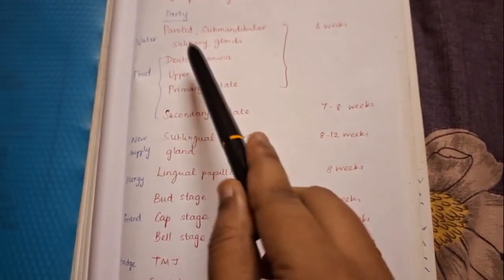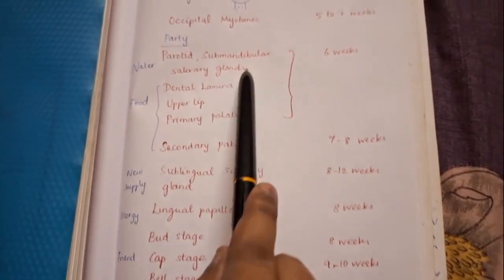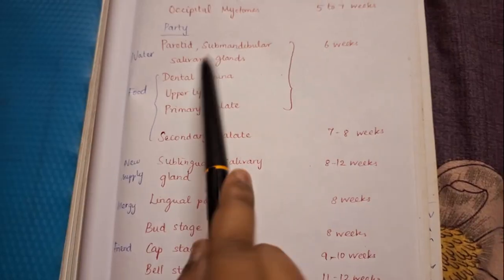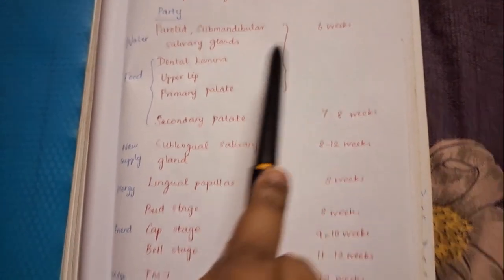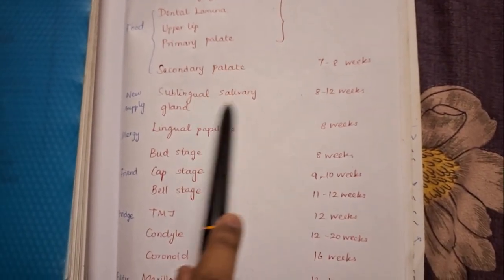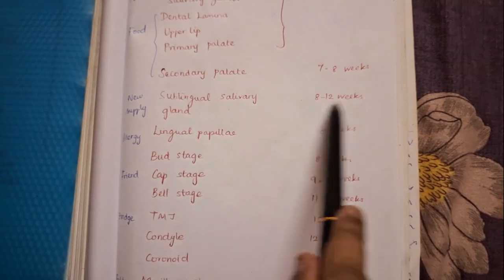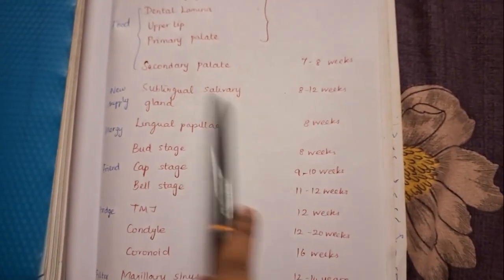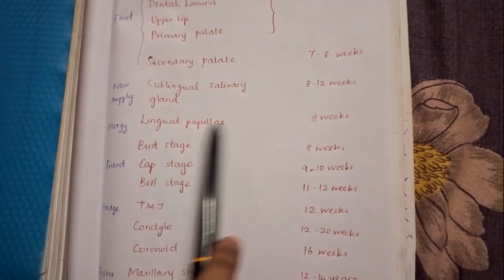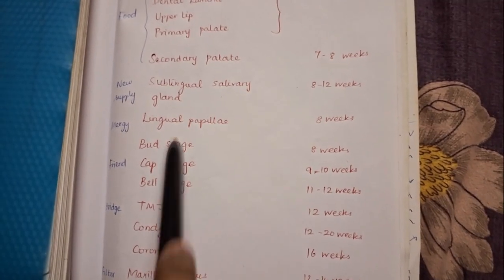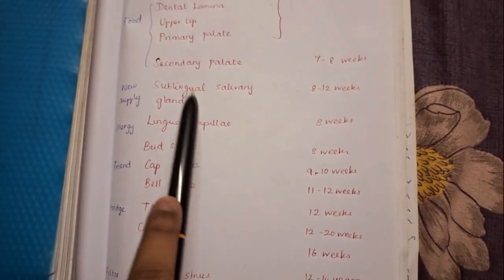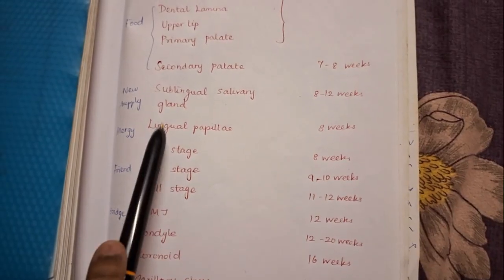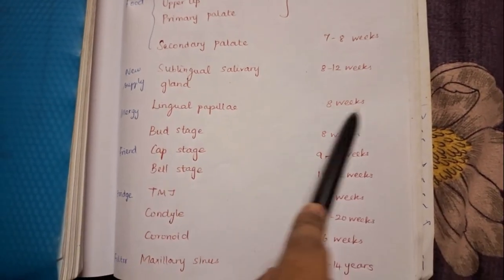Next, once the parotid and submandibular glands' water supply is lost, almost everybody drank the water and the water supply is lost. So he goes for a new water supply, that is the sublingual salivary gland, which comes at 8 to 12 weeks. After drinking that water, he has an allergic reaction in the tongue. The tongue is actually the boy, right? So the allergic reaction is the lingual papillae, that is 8 weeks.